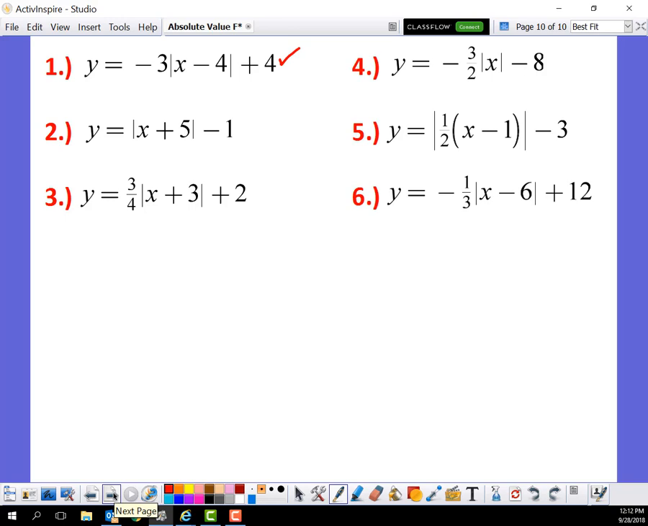I'm not going to draw these graphs, but I am going to go through and tell you a few things about this. On number 2, the vertex of this graph would be at -5, -1. Hopefully you got that. That graph opens up. And this is actually the same width as the parent function because the slopes are the product of a times b, so 1 times 1 is just 1. So that's the same width as the parent function. On number 3, the vertex is at -3, +2.